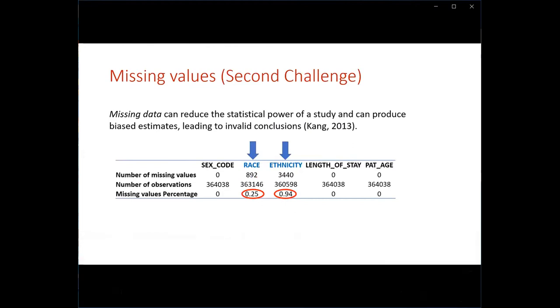Also, using our preliminary study with the 2013 Texas PUDF, we have observed that there are 0.25% missing values in race and 0.94% missing values in ethnicity, which are very small.